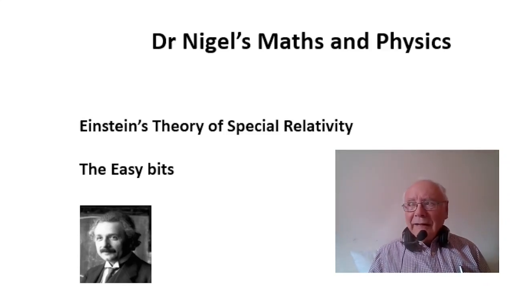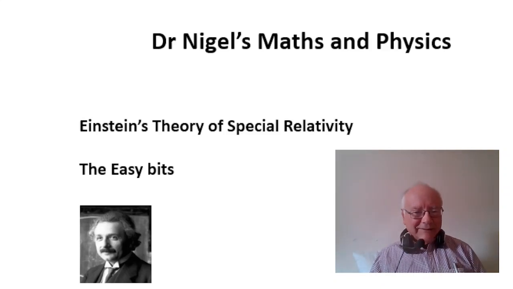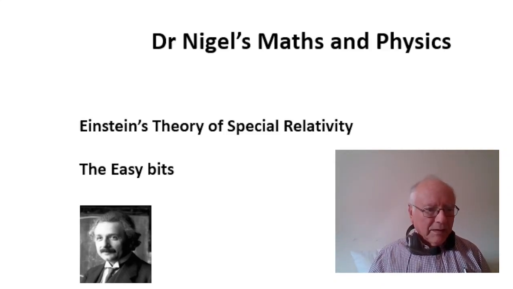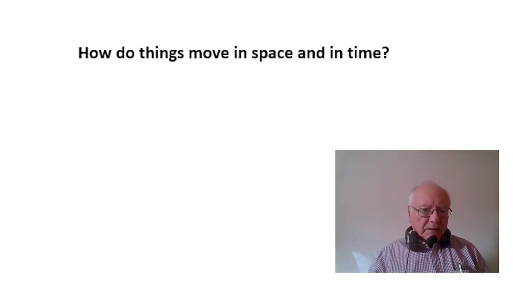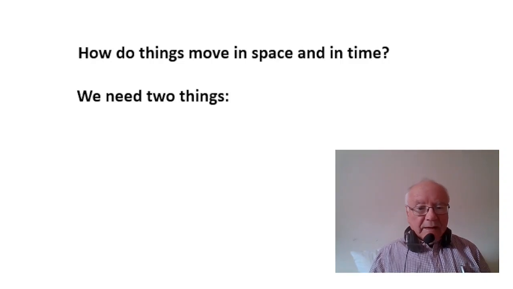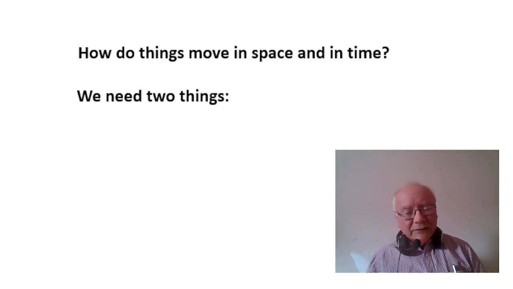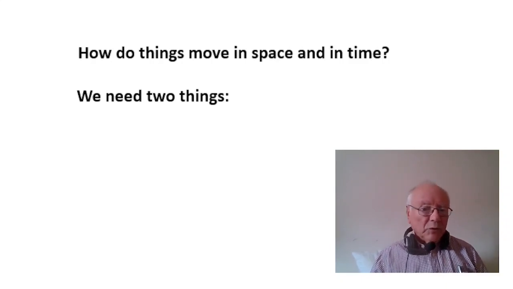When I get to the hard bits, I'm going to stop. So no panic. So what do we actually need? And where are we coming from? The idea behind Einstein's theory is really to answer the question of how things move in space and time. And it turns out that in order to at least think about or calculate or do anything about how things move in space and time, we need two things.